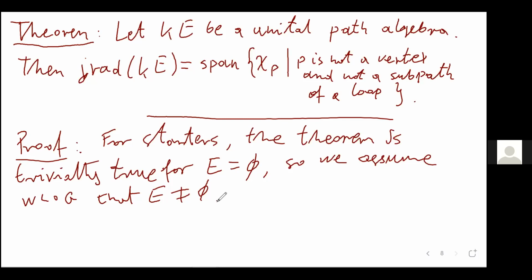I don't want to write all the time, P is not the vertex and not the subpath of a loop. So let me introduce some notation. I want to denote the set of such paths as J. Okay, and then we will be able to have a more succinct notation.